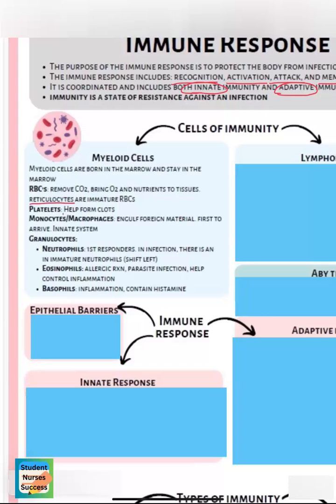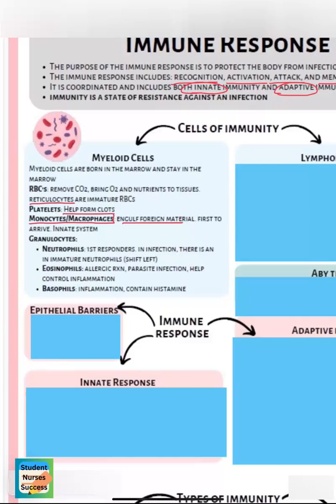Platelets are helpful in forming clots. We know that our monocytes and our macrophages are important because they engulf foreign material and they are the first to arrive. They are part of what we call the innate immune response. The innate immune response is non-specific. It actually will go after anything, whether it has memory or antibodies or not. So it's always circulating through the body, looking for pathogens or foreign invaders.